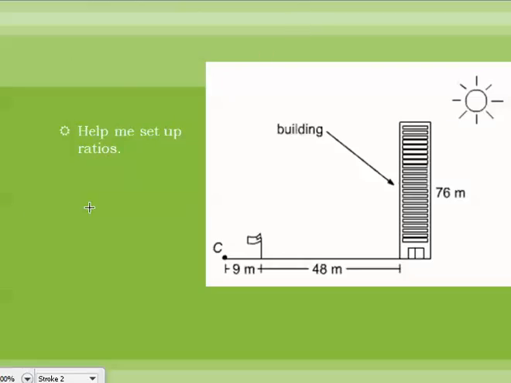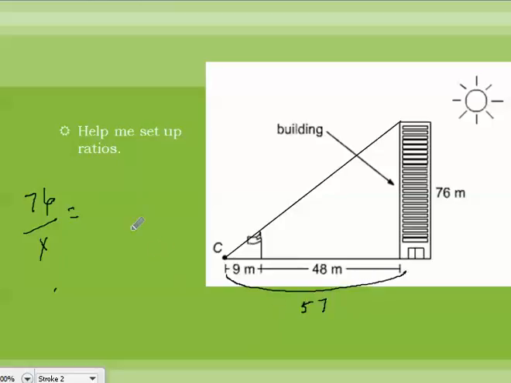One more. We got it, or a couple more here. We've got a building. It casts a shadow down to here. And they're wanting to know how tall that flagpole is. Well, we have to set up our ratios. 76 is the height of the building. We don't know the height of the flagpole, do we? We need to say that's equal to the distance from the building to the end of the shadow. So I need to add those two together, and I'm going to get 57. 57 divided by 9, because 9 is the distance from the flagpole to the end of the shadow.